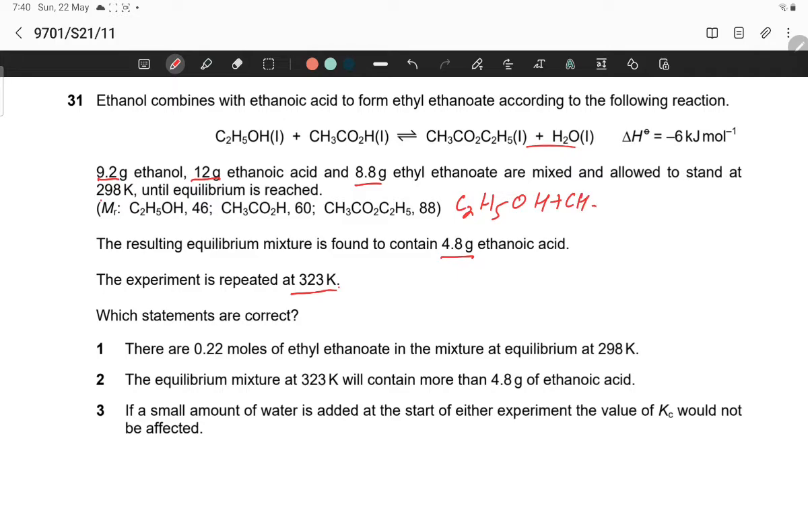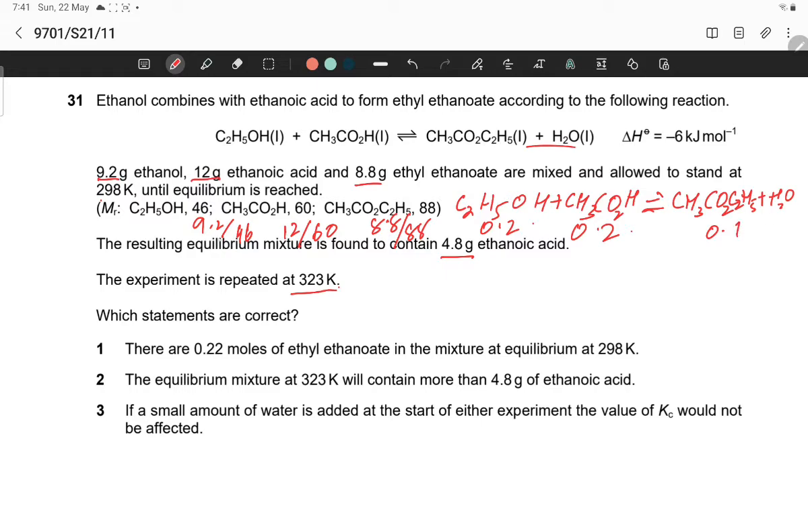So this is C2H5OH plus CH3CO2H giving CH3CO2C2H5 plus water. So this is 9.2 divided by 46, we get 0.2. This is 12 divided by 60, this is again 0.2, and 8.8 divided by 88, this is equal to 0.1. So these moles are present initially, and the mixture is allowed to stand at 298 Kelvin until equilibrium is reached.